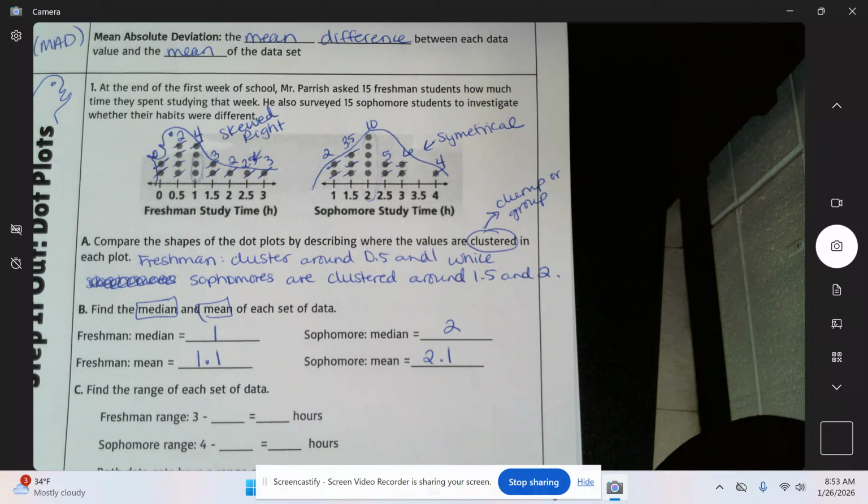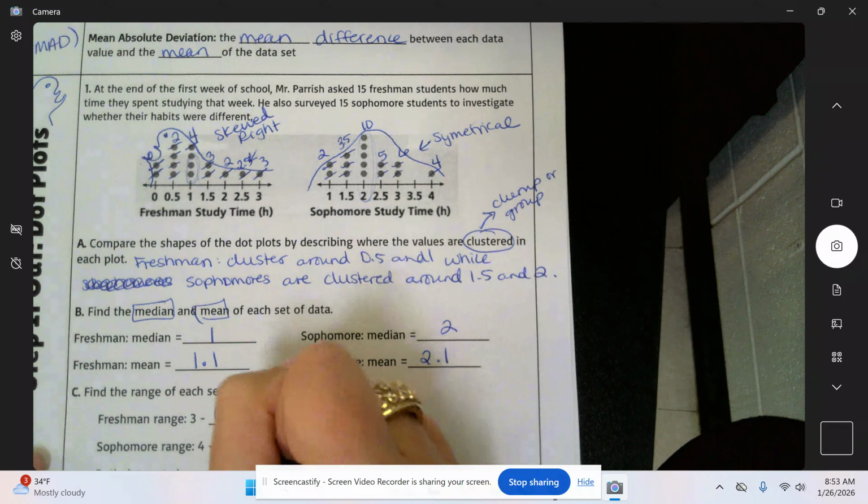How do we find the range? Range means difference. Big minus small. So for freshmen, the biggest recorded value was what? Where is it? 3. There's a dot. What's the biggest number of dots over? 3. Minus the smallest, which is 0. So your range is going to be 3, right?